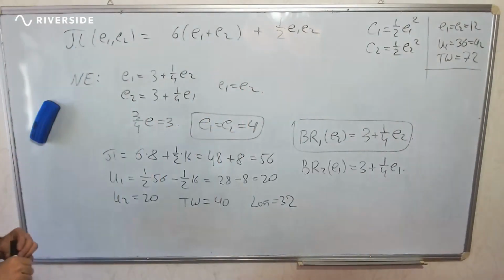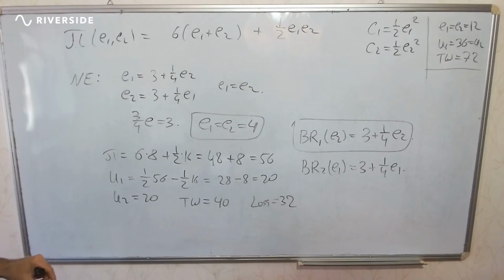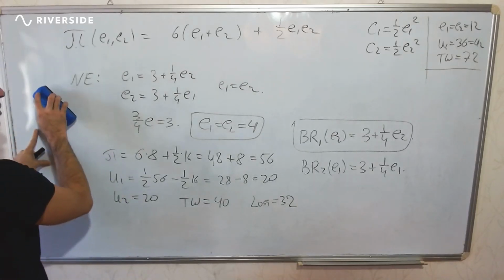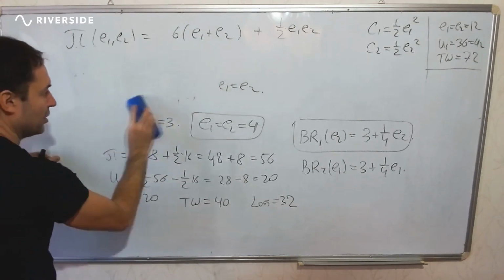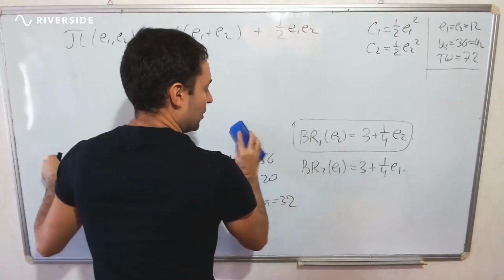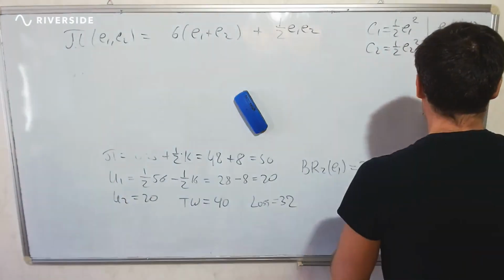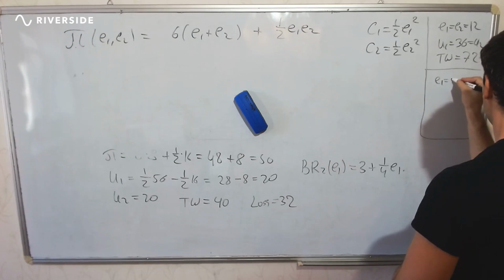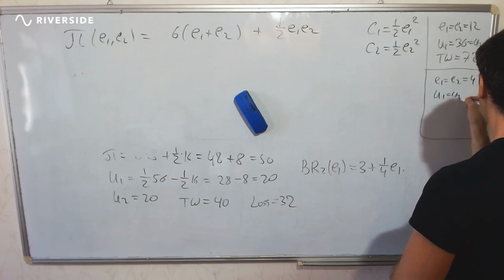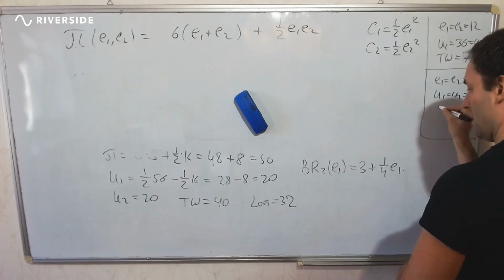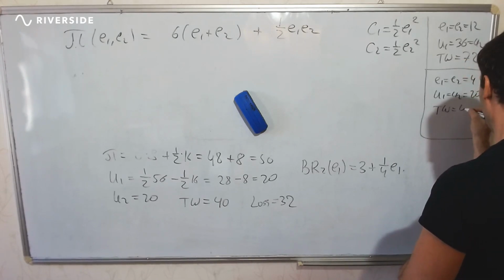Okay, so that's the end of the Nash equilibrium part. And finally, we will solve the same problem, but with an additional condition that, let me erase this part. So let me copy our answers. So in Nash equilibrium, we got 4. We got utility at level of 20, and total welfare we got at 40.